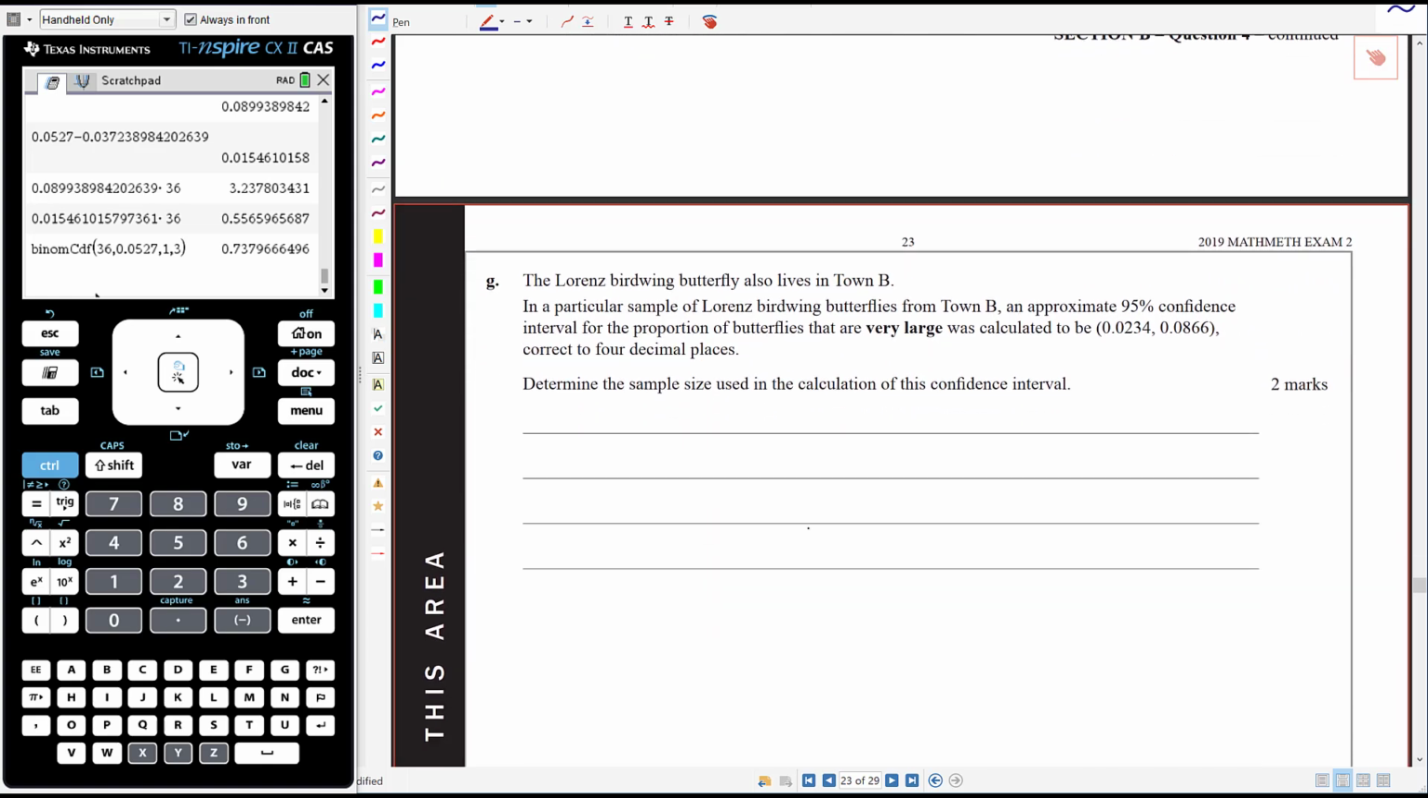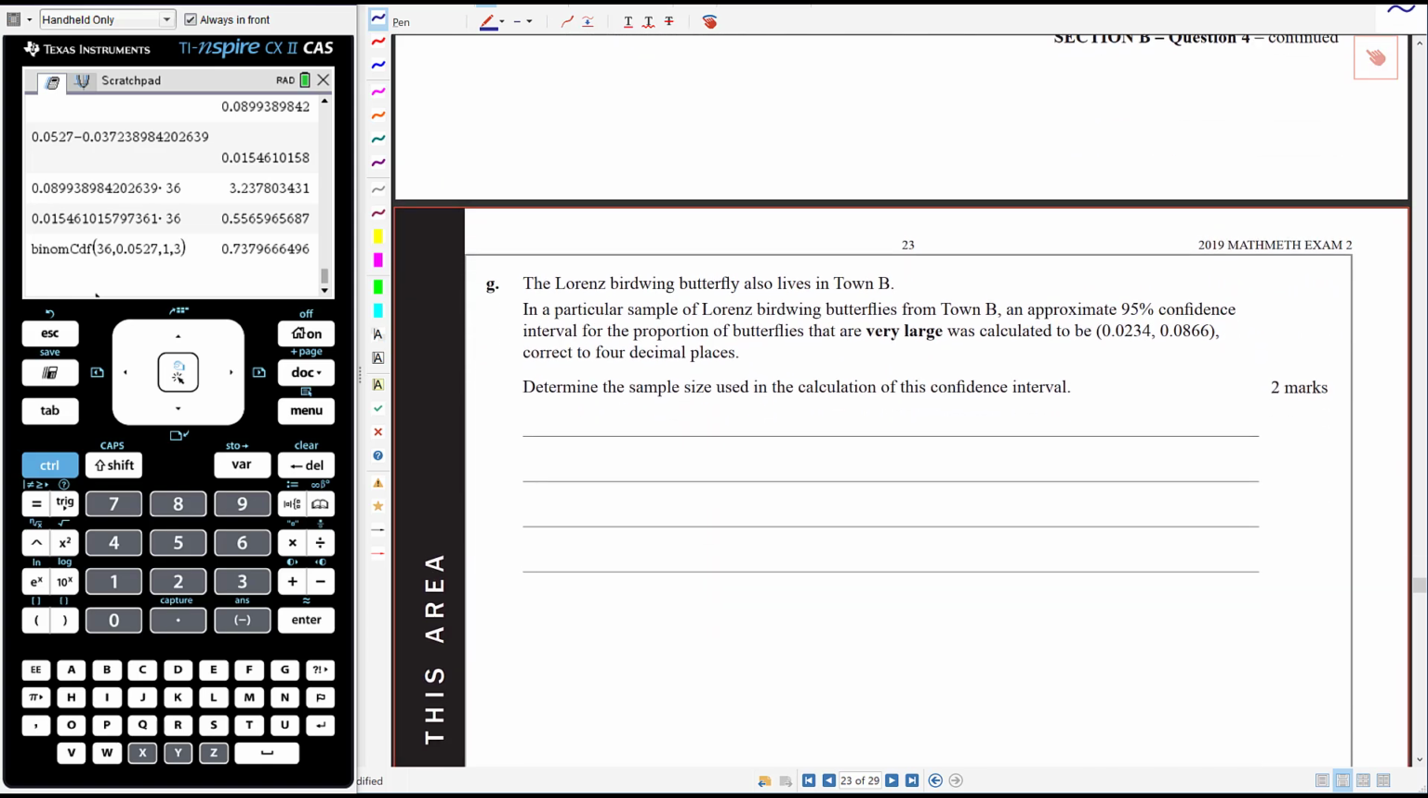Okay, part G. The Lorenz birdwing butterfly also lives in town B. In a particular sample of Lorenz birdwing butterflies from town B, an approximate 95% confidence interval for the proportion of butterflies that are very large was calculated to be 0.0234, 0.0866, correct to 4 decimal places. Determine the sample size used in the calculation of this confidence interval.